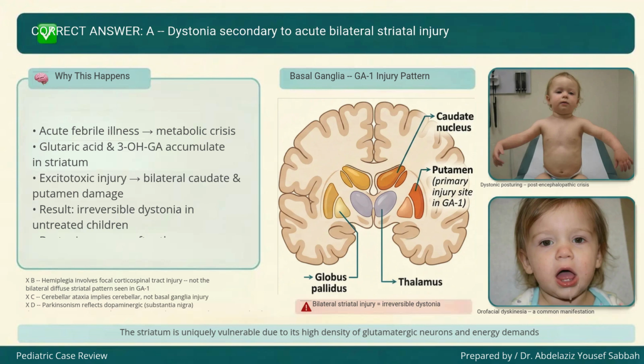Hemiplegia involves focal corticospinal tract injury, not the bilateral diffuse striatal pattern seen here. Cerebellar ataxia implies cerebellar, not basal ganglia injury. Parkinsonism reflects dopaminergic substantia nigra degeneration, which is a different pathway.